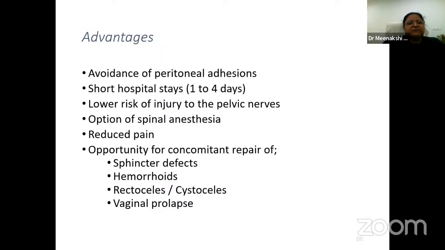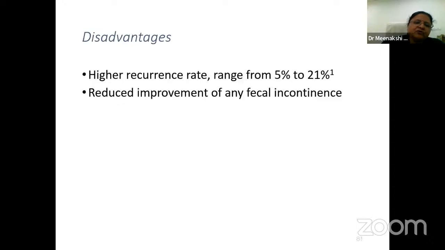The advantages of this procedure: as we are not entering the peritoneal cavity, there is avoidance of peritoneal adhesions, short hospital stay, low risk of injury to the pelvic nerves, the option of spinal anesthesia, reduced pain, and concomitant repair of sphincter defects, hemorrhoids, rectocele, or vaginal prolapse. So when we are dealing with the perineal approach, these are the advantages, but the disadvantages are a very, very high recurrence rate and reduced improvement of any fecal incontinence.